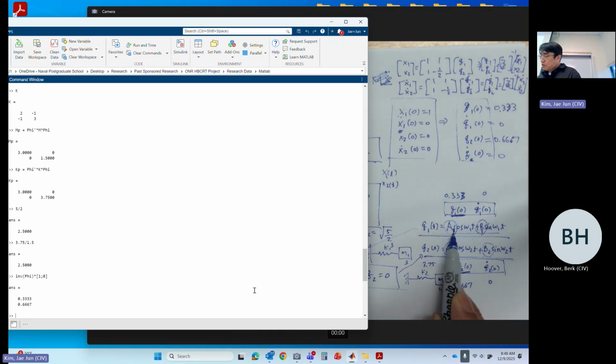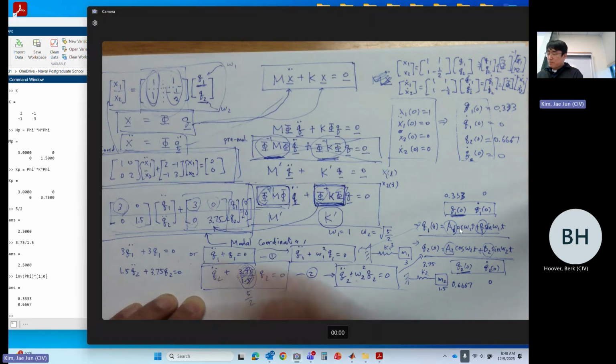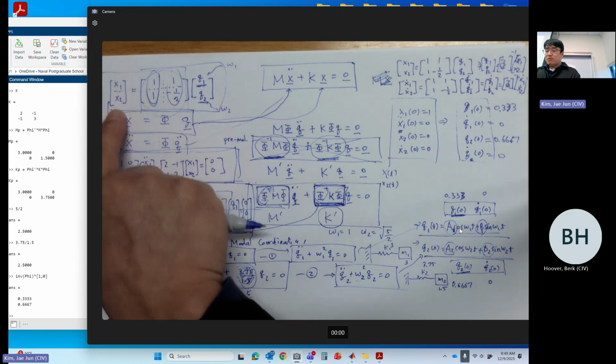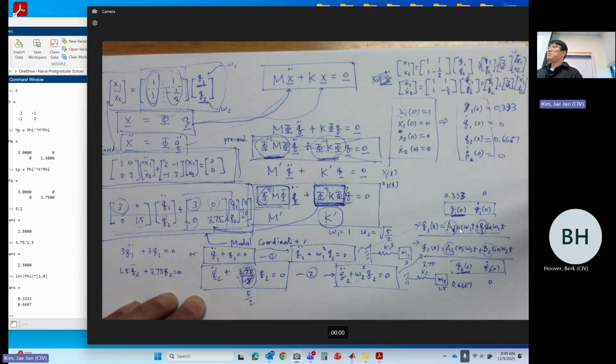And using that, you solve for A1 and B1, A2 and B2. So that gives you the complete solution of the response in modal coordinates. And then using the complete solution in modal coordinates, transform back to X. That's how you compute the response in physical coordinates. Does that make sense?